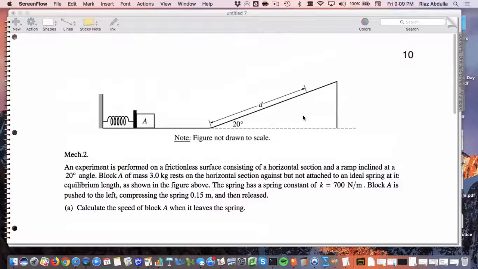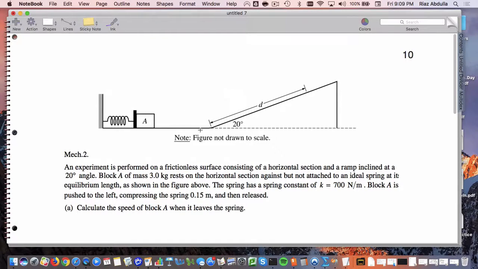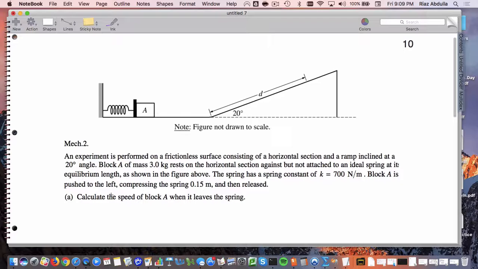All right, so we have this block. It's not drawn to scale in this figure. We want to calculate a couple things. So first of all, just looking at the picture, I think you can kind of predict what this is about. The spring's going to compress, the block will get released, it'll go up the ramp. And we want the speed of the block when it leaves the spring.